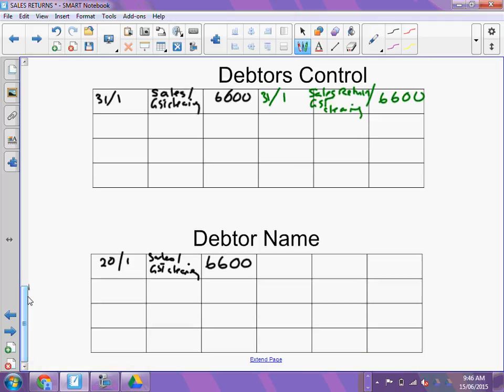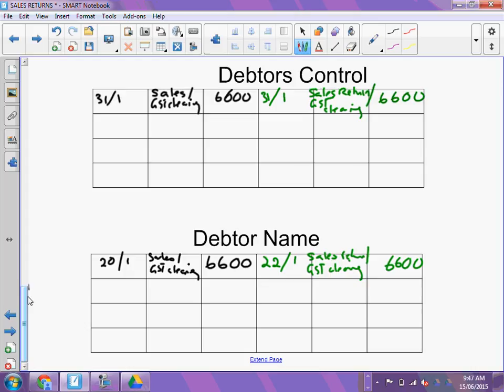Then we have to deal with the debtors control, the debtors subsidiary ledger. What side am I writing on? We'll put it back on the 22nd. The cross-reference in the subsidiary is always the same as the control account, so the cross-reference is going to be sales return slash GST clearing. That's all the selling price entries done. Do you have a question or you're all good?